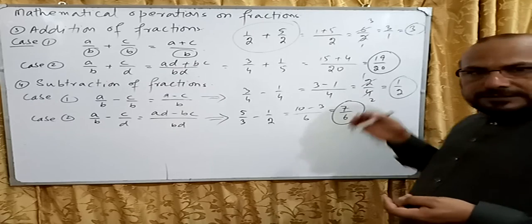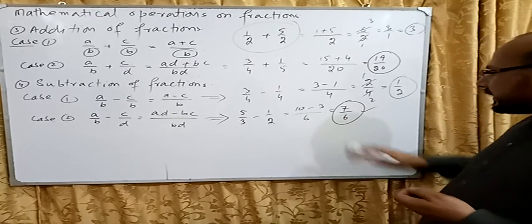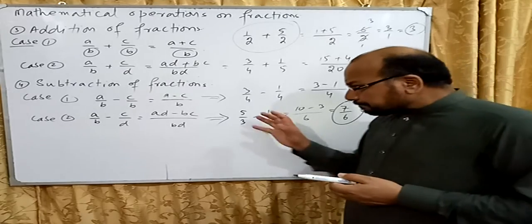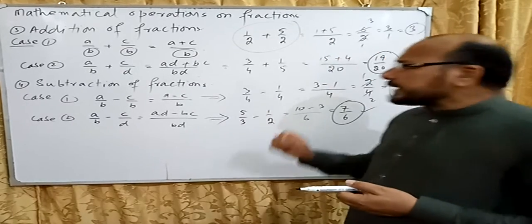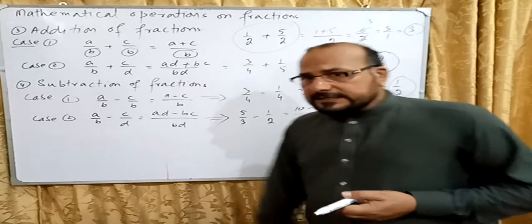There is no chance to simplify, that's why we cannot do simplification. This will be the final answer. So this is the way that you can do subtraction of fractions, and this is the way that you can do addition of fractions.